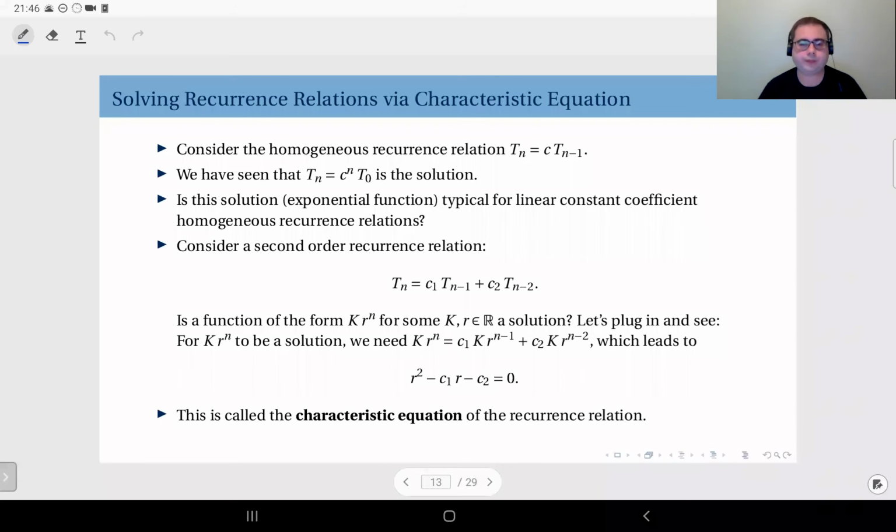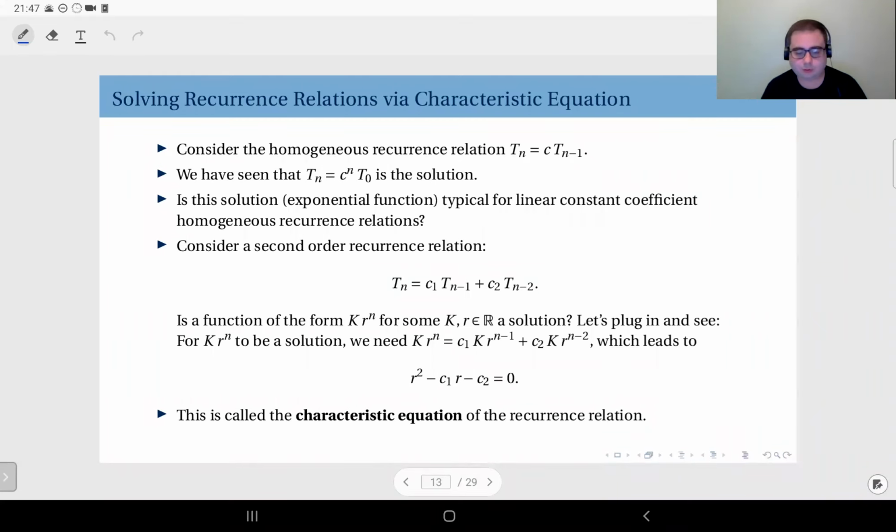So that was the first method of obtaining the solutions for recurrence relations using generating functions. And next, we are going to see how to obtain the solutions using characteristic equation. And of course, we'll start with a simple case.